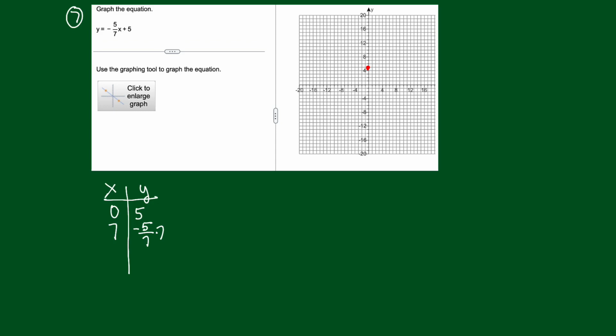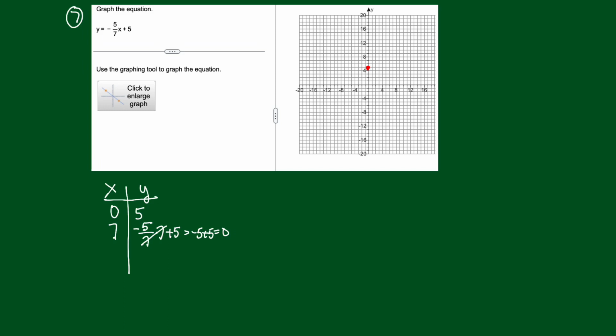times 7. Put the 7 in for the x, right? You see it here? I'm putting that 7 right in there for the x. And then I still got that plus 5. So plus 5. And then what happens? Well, those 7s cancel. And then I get negative 5 plus 5, which is 0. Right? So there's another point here. 7 for x, 0 for y.